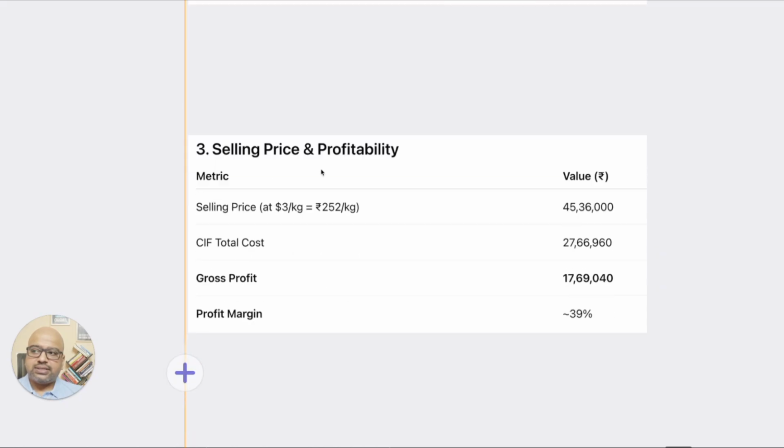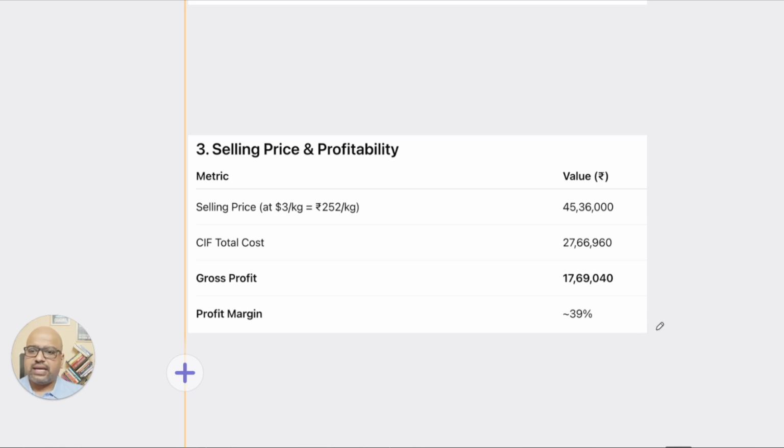And for selling price and profitability, if you look at it, the selling price is $3. If I'm selling it at $3, which is approximately at this price, then the value is this, the CIF pricing is this, the gross profit is this, and this is the profit margin. Does profit margin mean that this is all the money that has been left for me? No. You need to substitute by EBITDA, earnings before interest, taxes, depreciation, all of that.